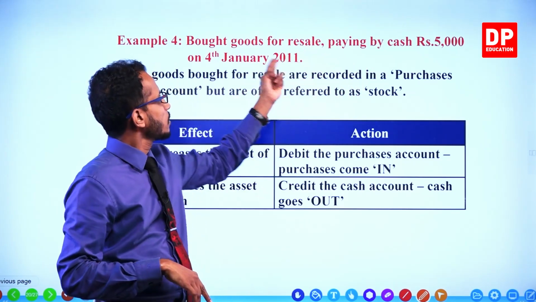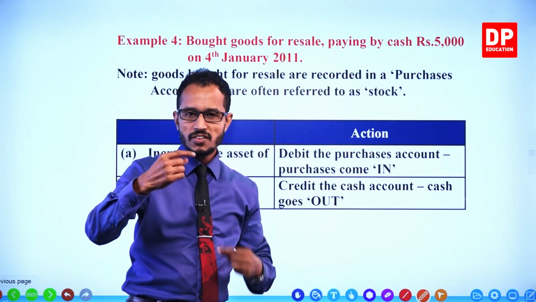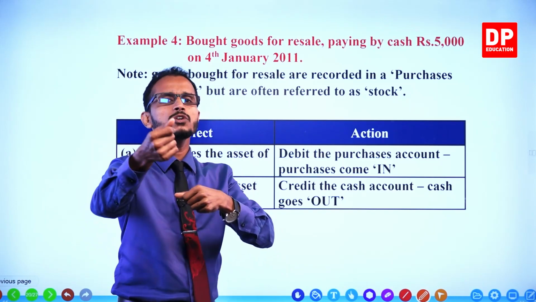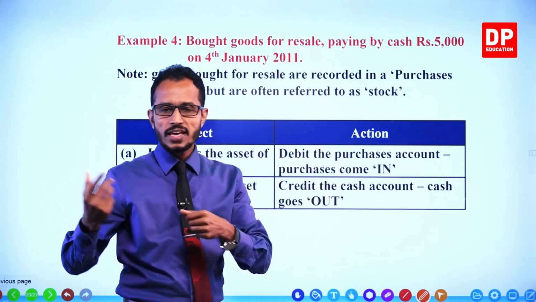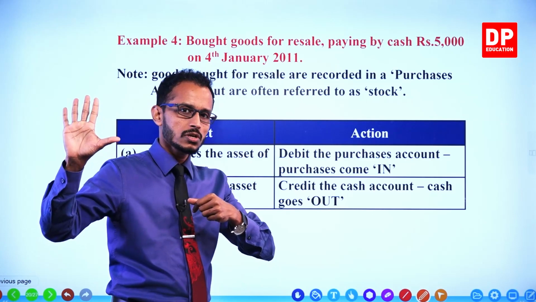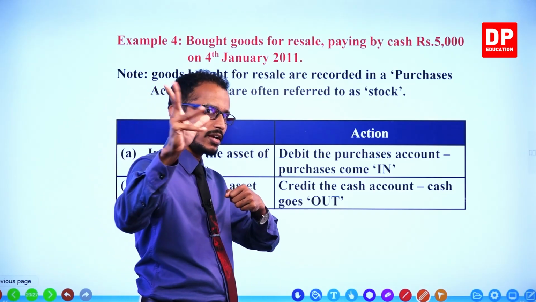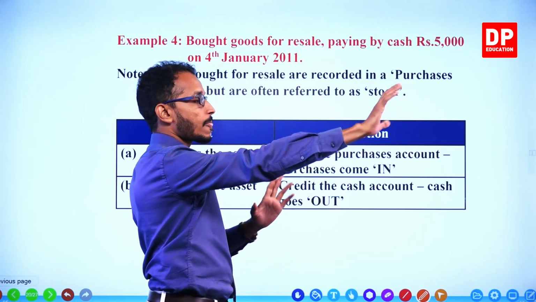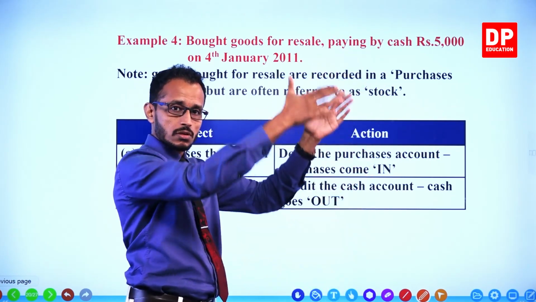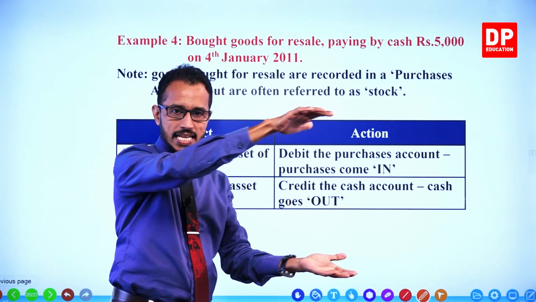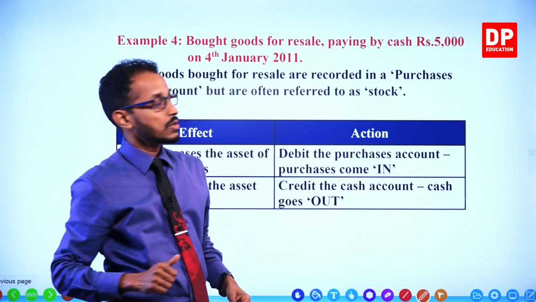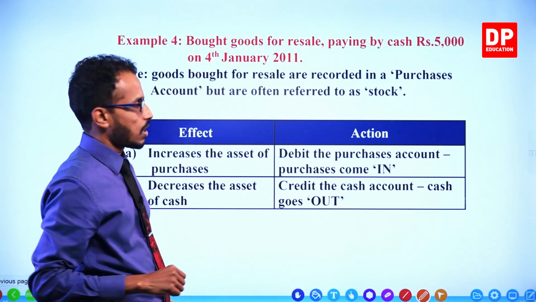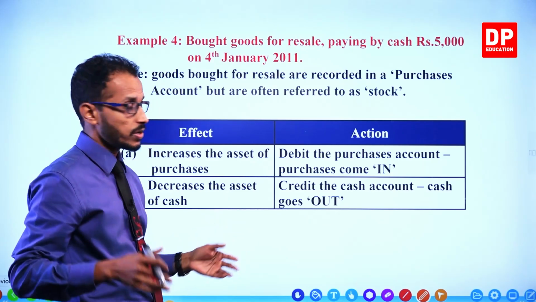Okay. Paying by cash. That means they have paid cash for the goods. Cash 5,000 goes out. Goods come in to the business. Let's see how this transaction is recorded.